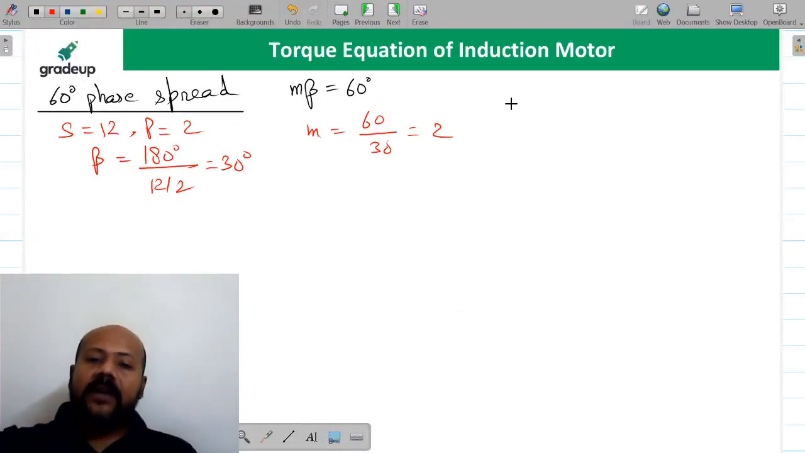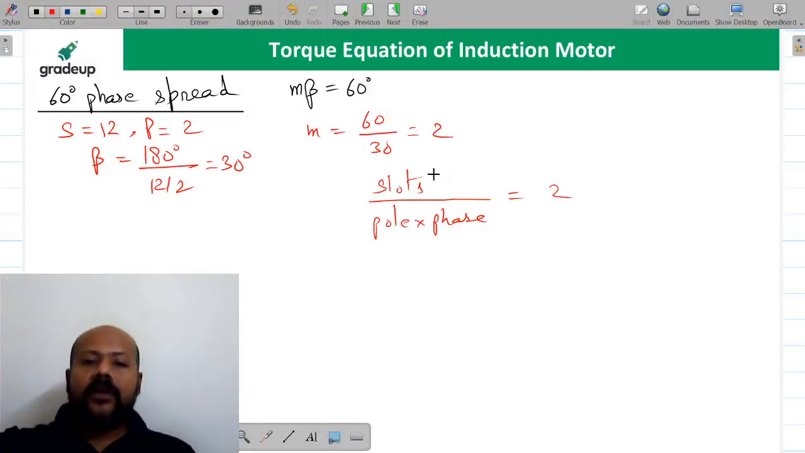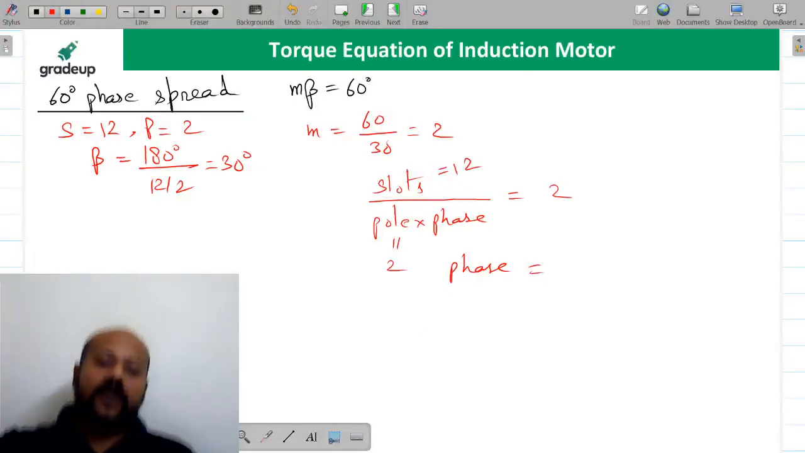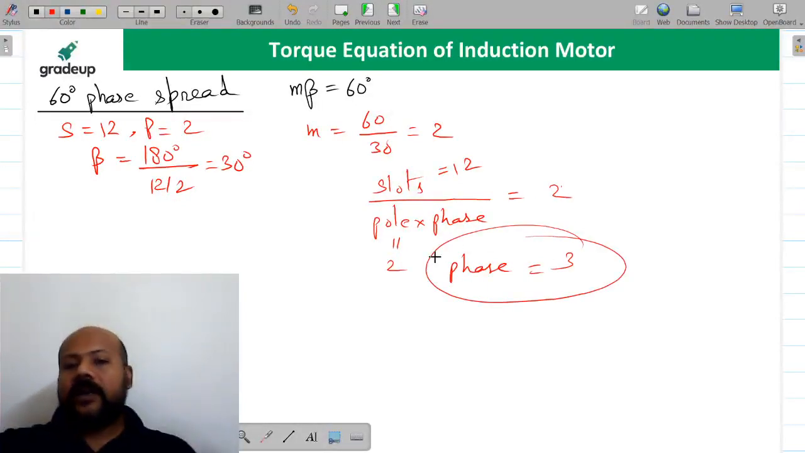Now the number of slots per pole per phase is equal to 2. Yes or no? Now what is the number of slots? Number of slots are 12, number of poles are 2. I hope it is clear. So the number of phases are going to be how much? From here you can calculate if you want. So it is going to be 3. Is it clear?